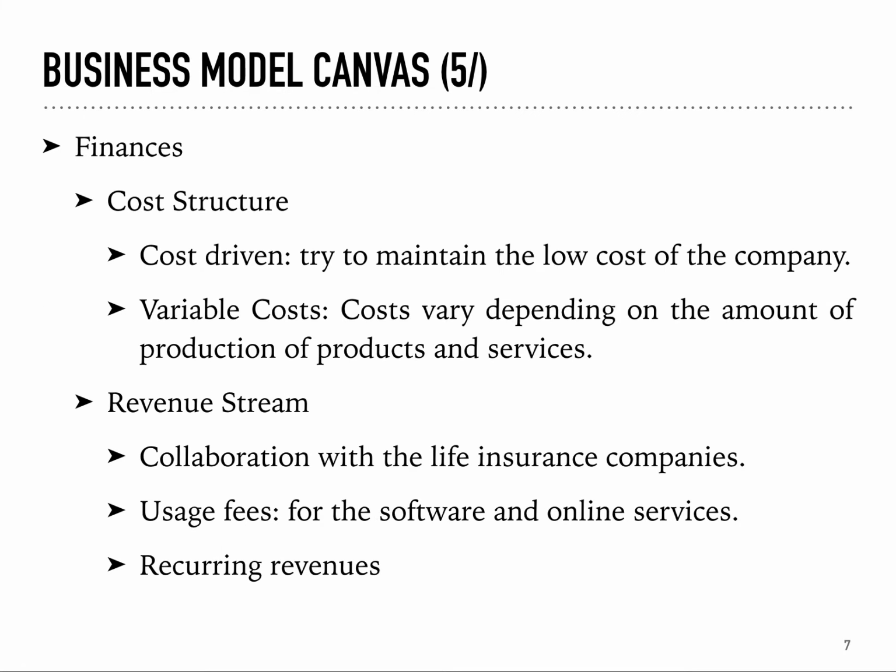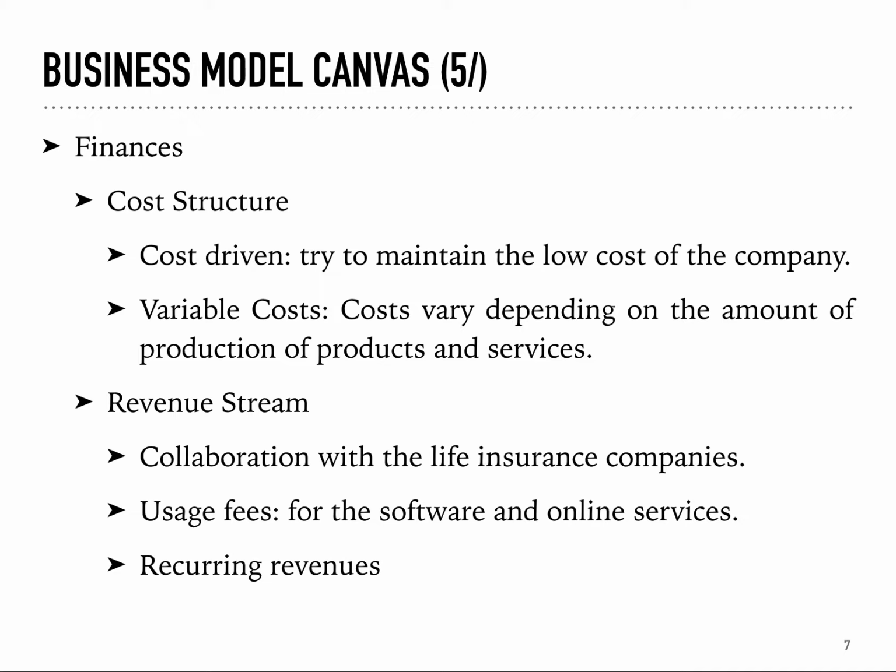The last section in the business model canvas is about the finance. The first one is the cost structure. Lapetus is cost driven, which means it will try to maintain the low cost of the company. It also has variable costs because their costs vary depending on the amount of production of the products and services.